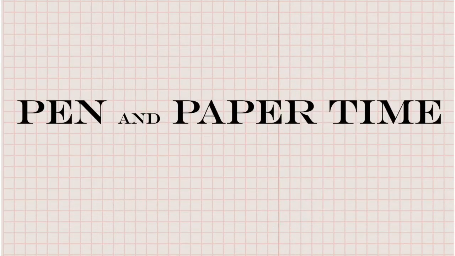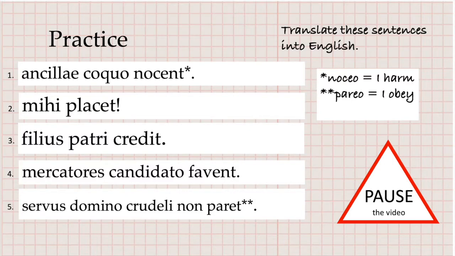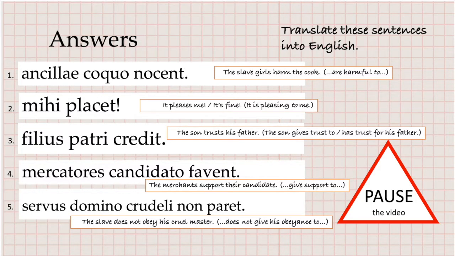Go grab a pen and some paper or whatever you usually use, and let's look at some examples together. Have a go at translating these 5 Latin sentences, where the Latin uses the dative case, but in English we don't need to necessarily use to or for. Pause the video now. Here come your answers then.